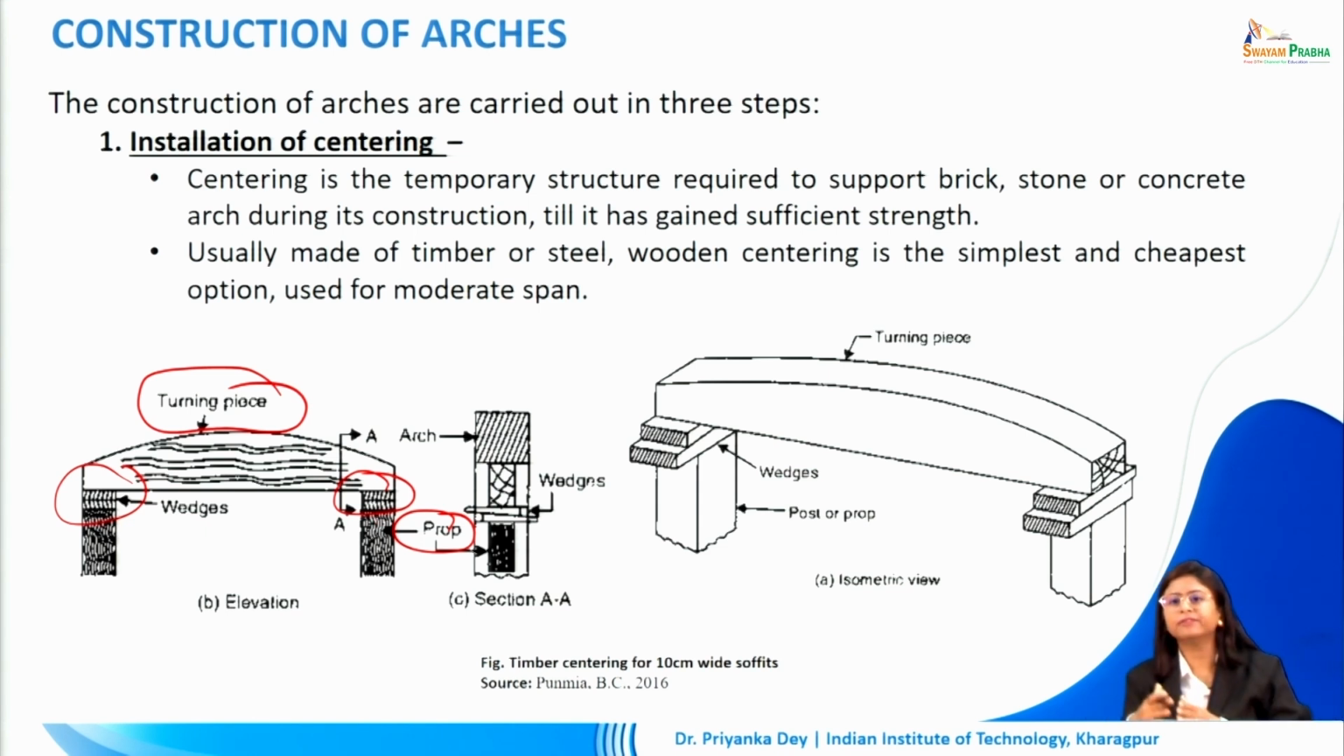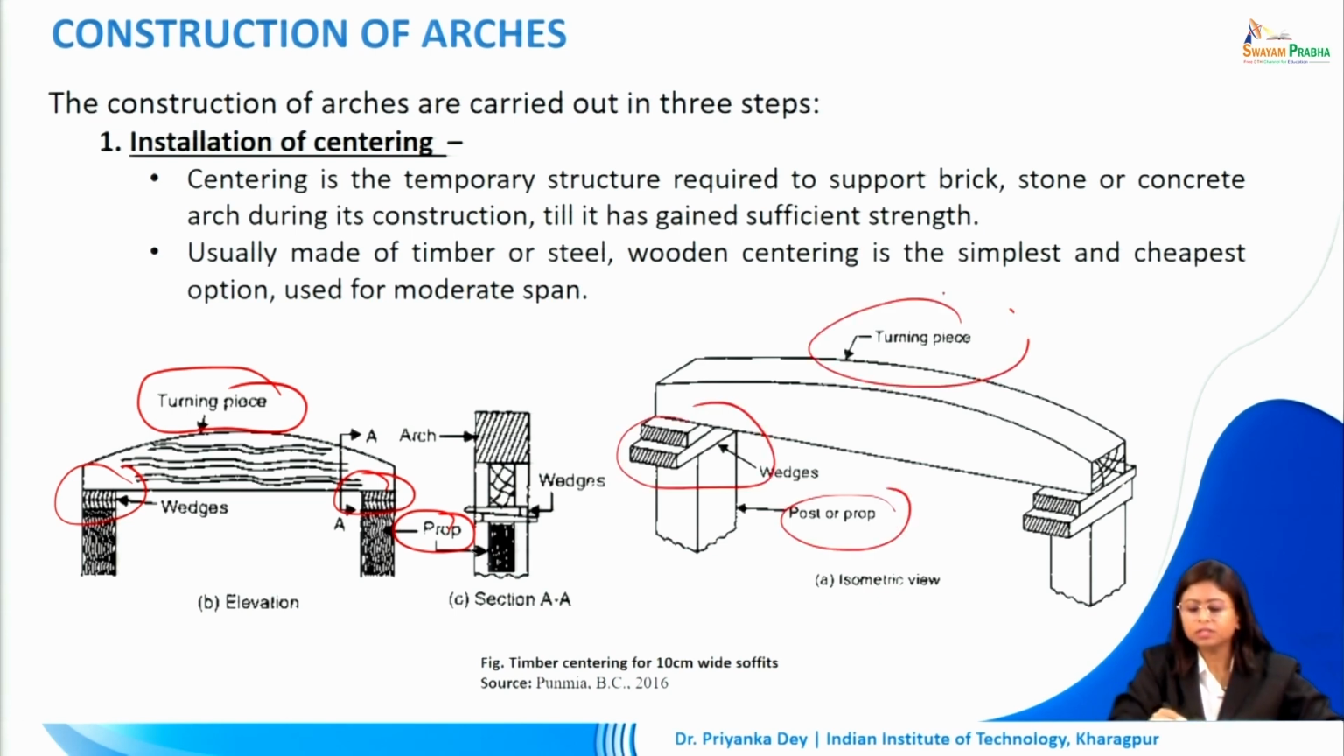That is, we have the abutments, we have the springing point, and then we have the intrados on top of which we have the arch. So we would require timber posts or props, wedges, and the turning piece. This will remain in position until the arch in question has gained sufficient strength, after which it will be removed.